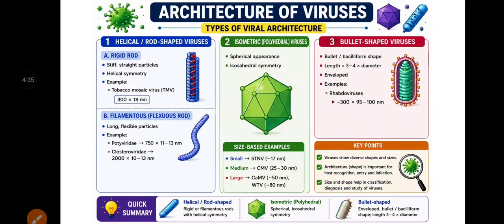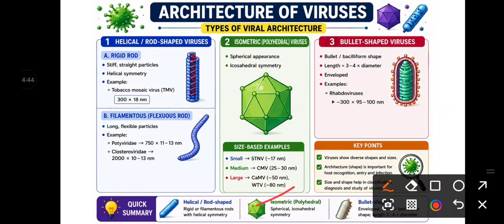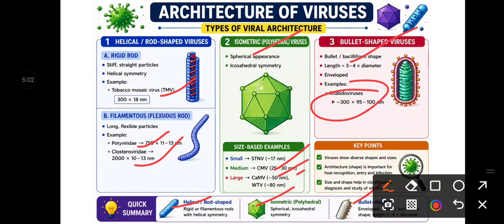Next, a quick summary for the viruses. 3 types of architecture are there: helical symmetry, isometric, and bullet shape. Helical symmetry examples are tobacco mosaic virus and potyvirus and closterovirus. Then isometric virus examples are cauliflower mosaic, cucumber mosaic, wound tumor, then bacilliform example is rhabdoviruses. Okay, so this is about the architecture and composition of virus.